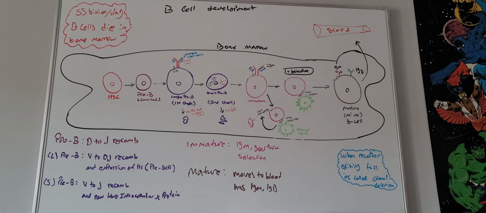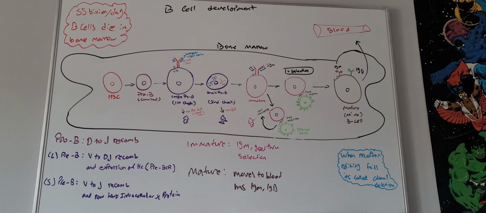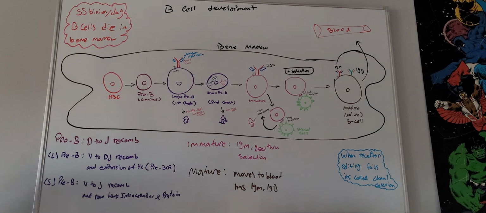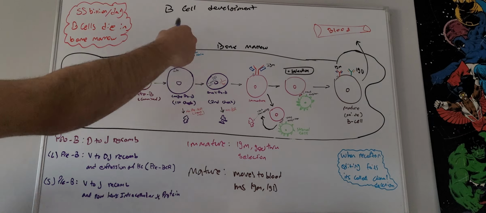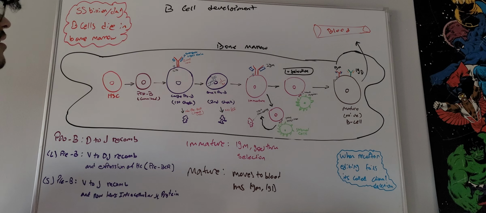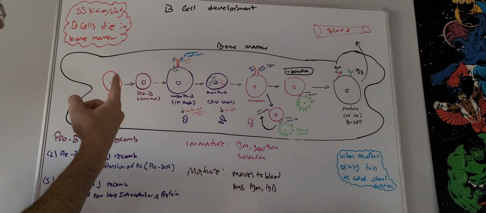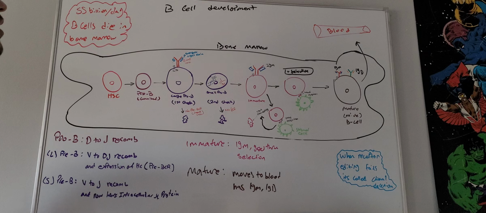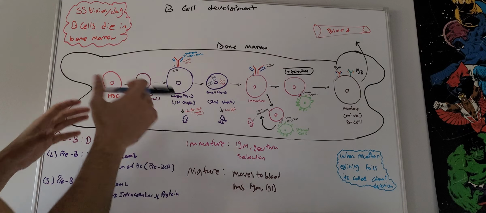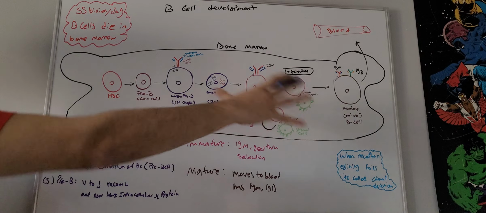Okay, so very quickly, we're going to be talking about B cell development. One thing you have to know about B cell development is that approximately 55 billion B cells per day die in the bone marrow. Okay, that's a pretty interesting number. Now, like I just said, where does B cell development occur? It occurs in the bone marrow.